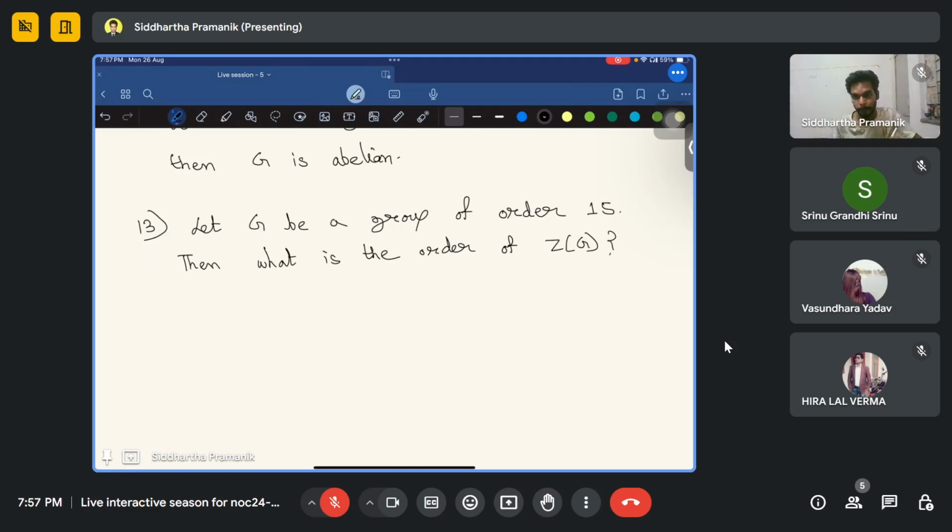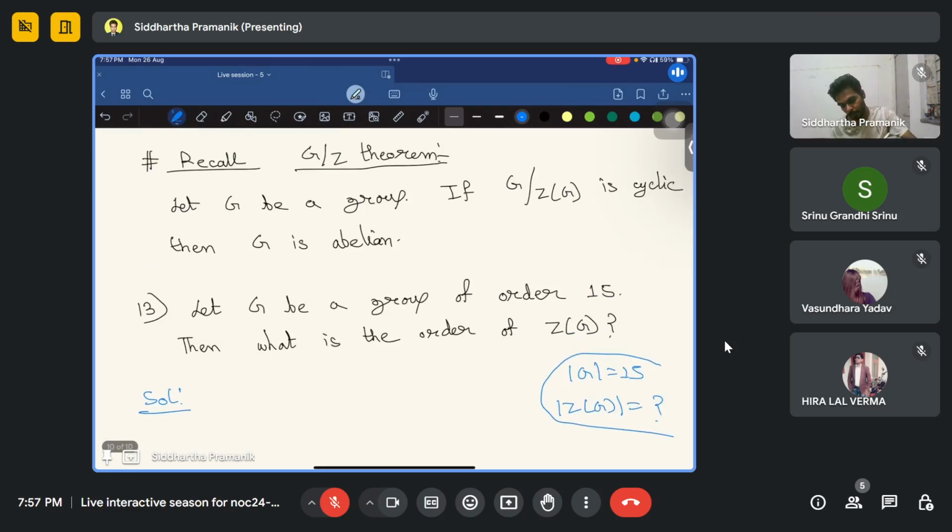Can you do it? So order of G is 15. You need to find the order of ZG. So what is the order of ZG? The hint is you have to use this theorem, the G mod Z theorem.